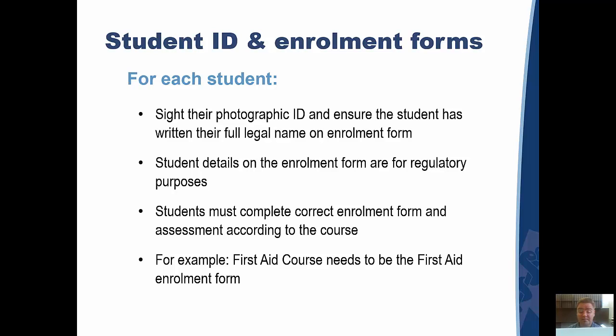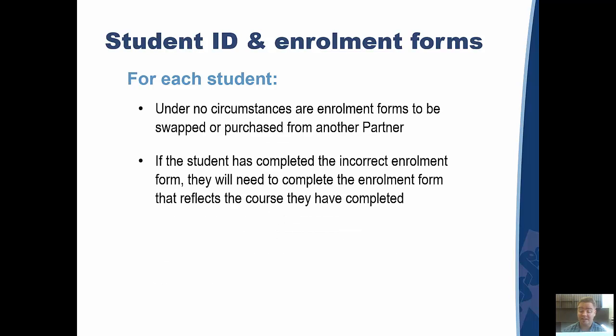The students must complete the correct enrollment form and assessment according to the course they are enrolled in. This is because the certificates are issued according to the assessment paperwork the student has completed. Under no circumstances are enrollment forms to be swapped. If the student has completed the incorrect form, they will need to complete the right enrollment form which reflects the course they have completed.